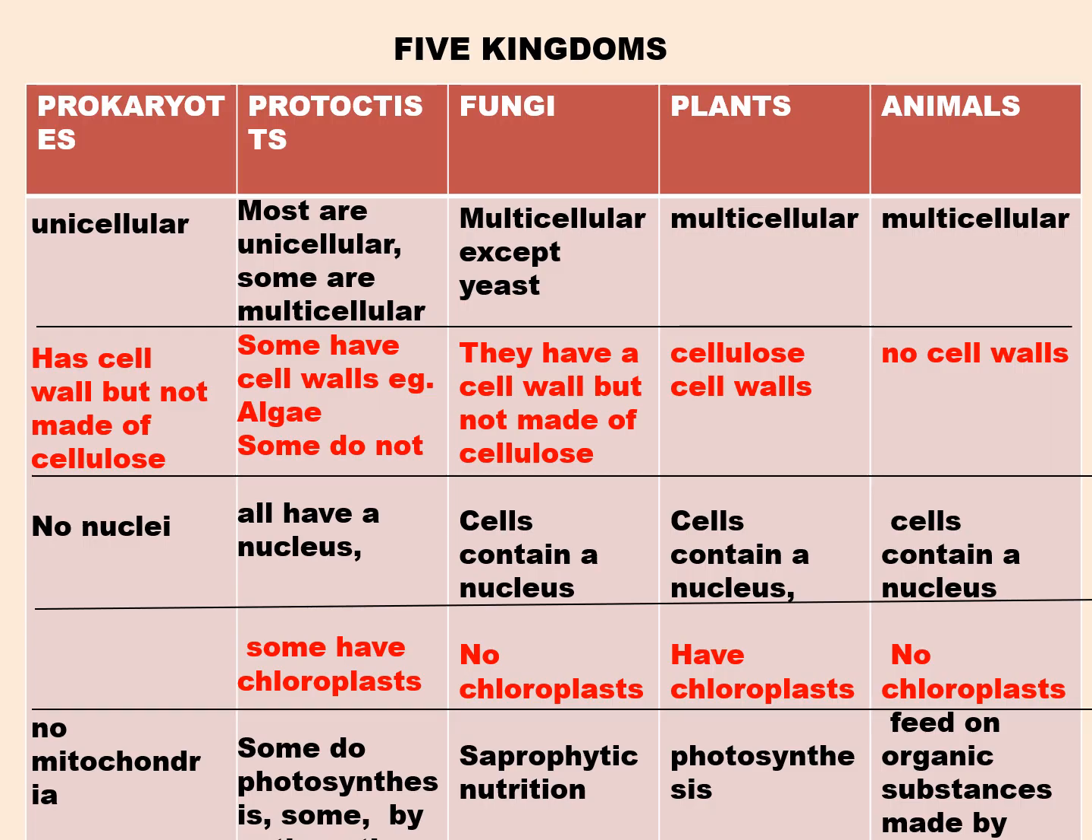Then the third feature is the nucleus. Now prokaryotes don't have any organelles, that is no nuclei, no mitochondria, anything. Protists and all the others, fungi, plants, animals, they have nuclei.